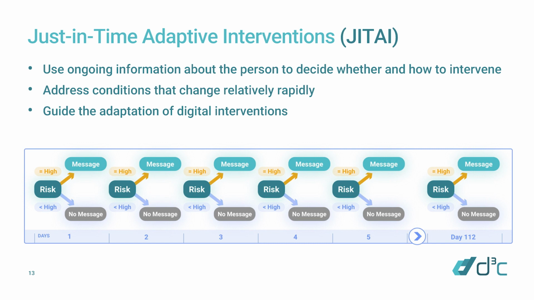But now the adaptation process happens every day on a much faster timescale. Why? Because we're trying to address conditions that change fast. We're trying to address risk for next day substance use, which is expected to unfold on a daily basis. That's why we adapt on a daily basis. We adapt on a fast timescale.